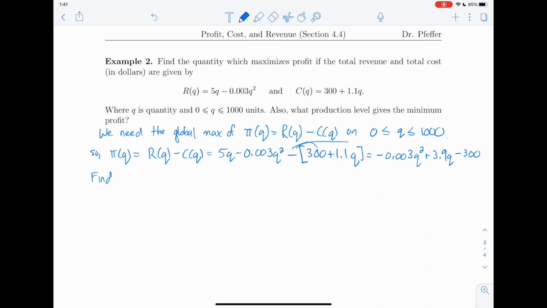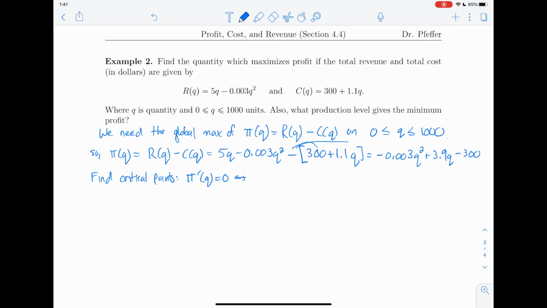Now we're going to find the critical points. To do that, we have to check when the first derivative of the profit function is either undefined or 0. So we're going to start by setting pi prime equal to 0.